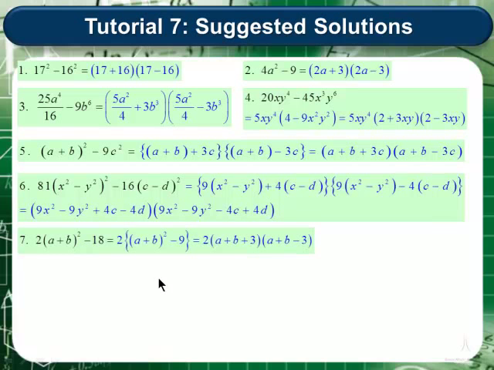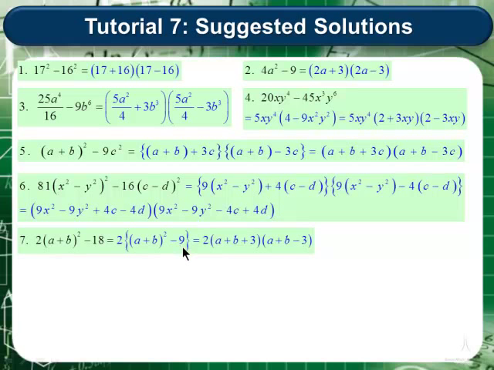In problem number 7, we are given the following expression, 2 times in brackets a plus b all squared minus 18. Immediately we see there's a common factor for the two terms given. So we take out the common factor, and if we do that, then clearly what remains is a plus b all squared minus 9, which can be viewed as the difference between two squares.